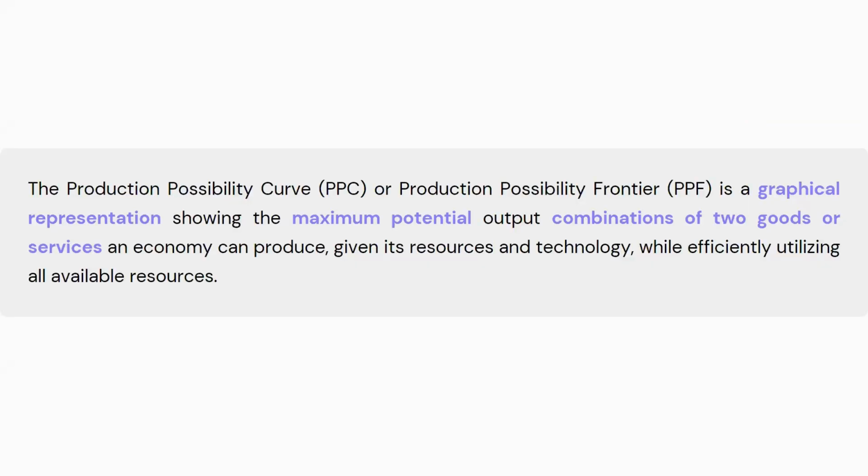Production possibility curve, PPC, or production possibility frontier, PPF, is a graphical representation showing the maximum potential output combination of two goods or services an economy can produce given its resources and technology while efficiently utilizing all available resources. So, from this definition, I can derive a point that PPC has two names: PPC itself and production possibility frontier, which is PPF.